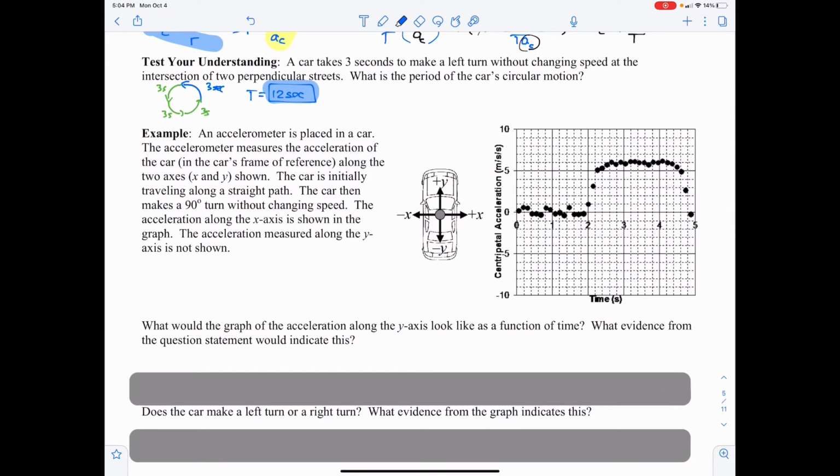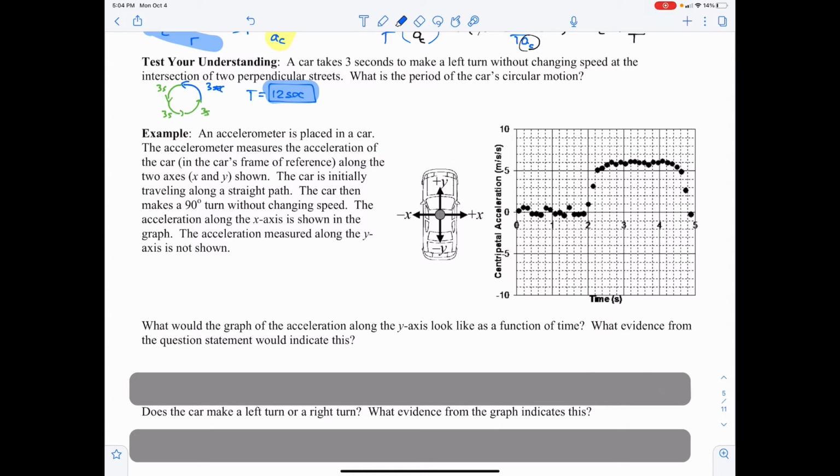Example. An accelerometer is placed in a car. Now, in many cases, actually, accelerometers are a part of cell phones. It's what makes your cell phone screen turn from one view to another view by rotating it. The accelerometer in the phone helps that process to happen. And there are many acceleration apps that can be downloaded to actually measure what this example is describing. But anyway, let's continue to read.